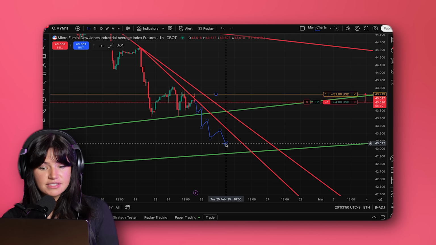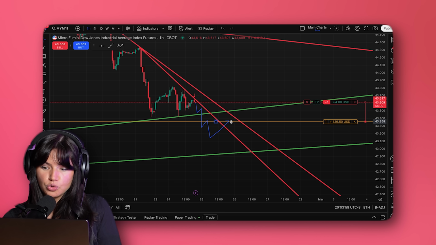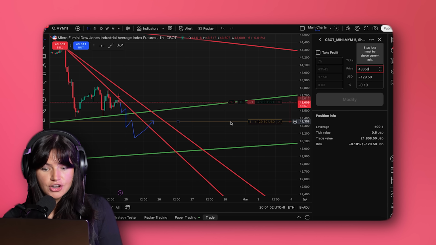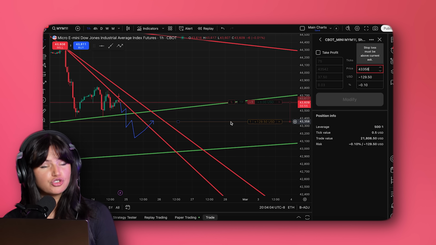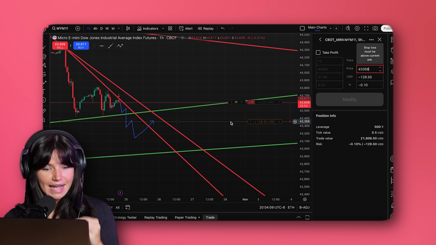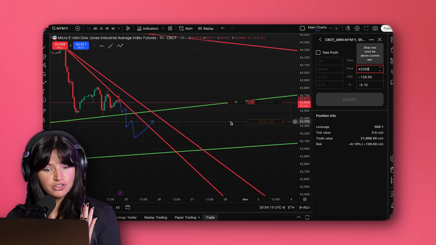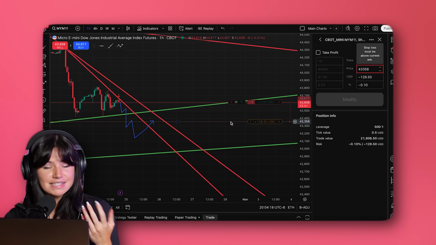So now let's say that price does finally break. That means we would have been able to move our stop all the way down to 43,358, knocking us out of our trade with a profit of $129. So just think of it like manually moving your stop into profit as price moves in your favor along that trend line, and then you simply wait for the price to break out of that trend line and take your profits.